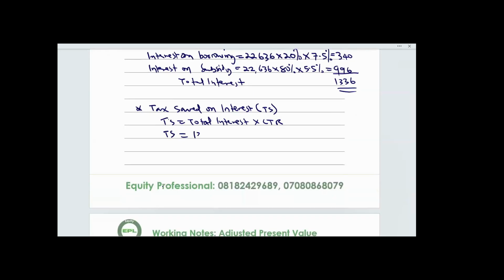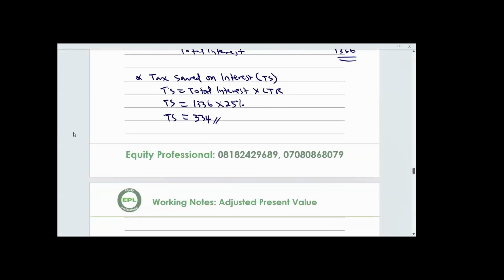So here is 1336. Company tax rate is 25%. So what do you have here? What's our tax saved? 334. Did you say 334? Yes, sir. So 334 is the tax saved on interest.